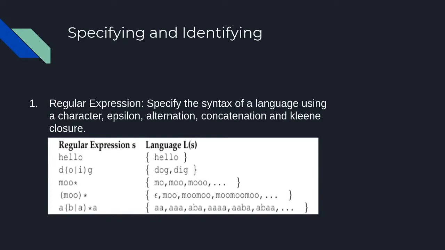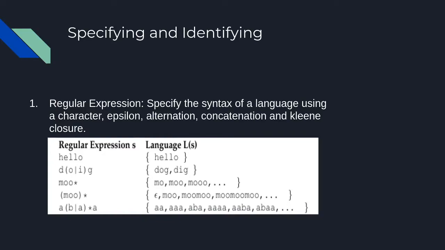To explain those rules, I'll walk you through some examples. The first expression, hello, is an example of concatenation, as the first character is concatenated with E, then L, and finally O. This expression produces the string hello. The next expression is an example of alternation. The first and last characters are D and G, but in between those two characters we can have either O or I. So both the strings dog and dig can be produced from this expression.